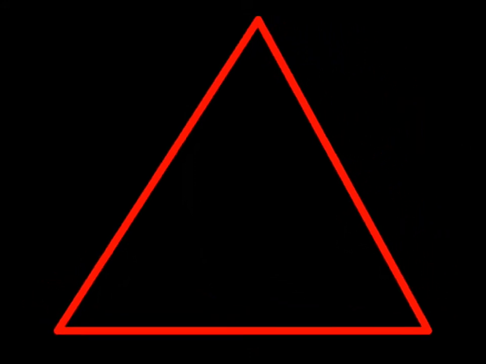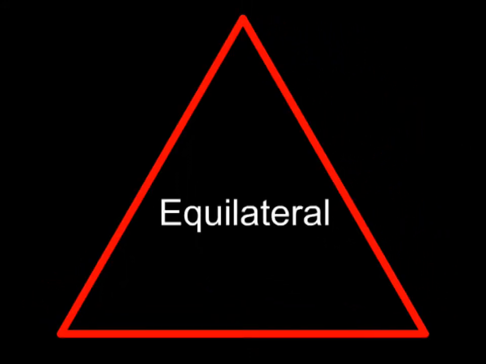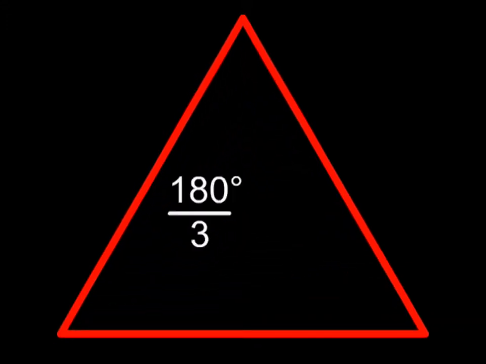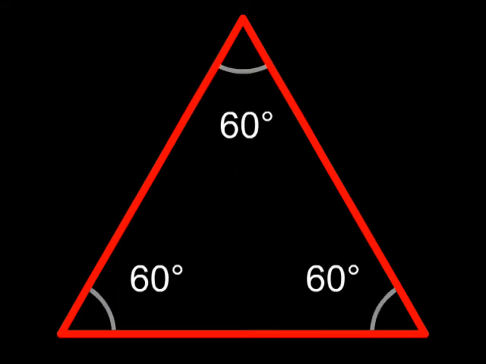If all three sides are the same length, the triangle is called equilateral. The size doesn't matter as long as the sides remain equal. Equilateral triangles always have 60-degree angles.